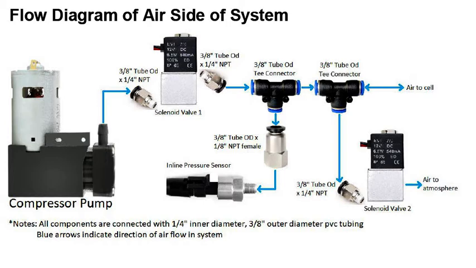When we turn off the pump and close valve 1, we can open valve 2 and allow air to escape to the atmosphere. In either configuration, we'll be able to monitor the pressure inside of the air cell with the inline pressure sensor to ensure that we don't exceed the maximum allowable pressure.